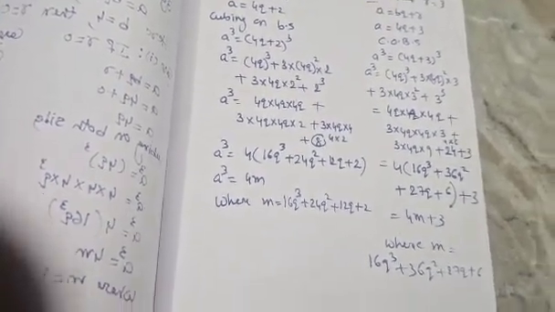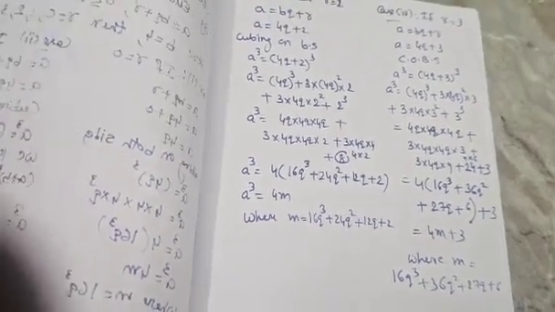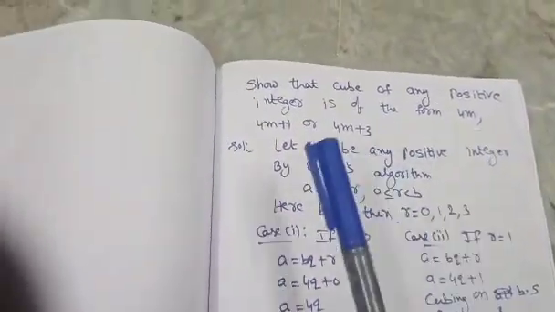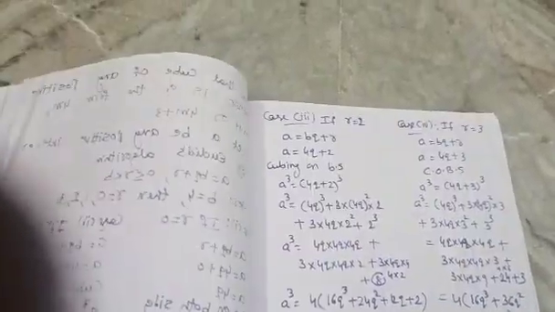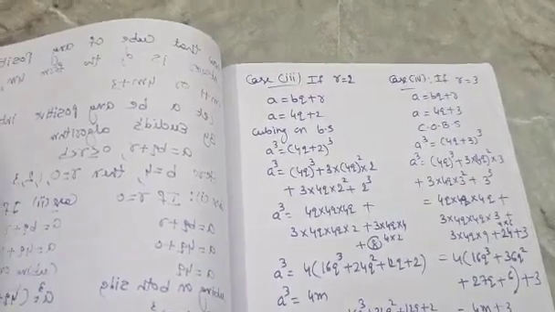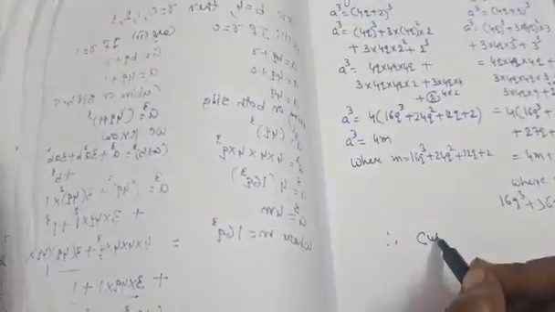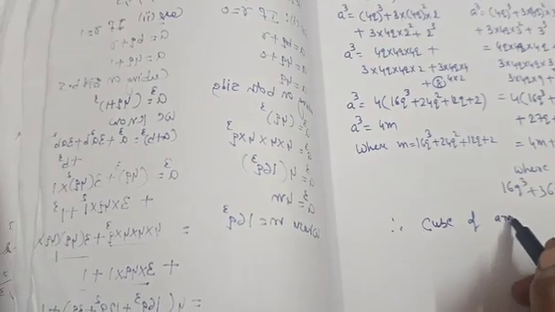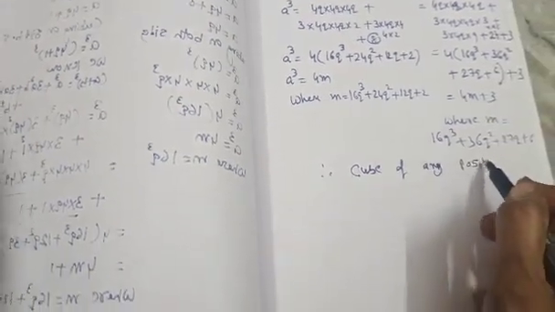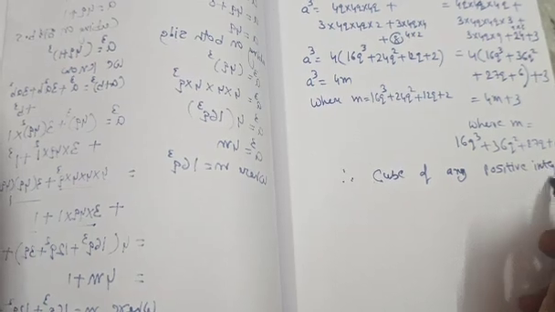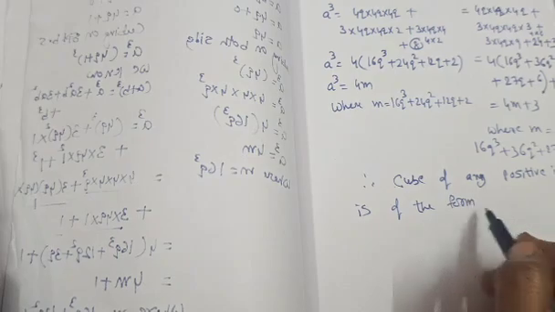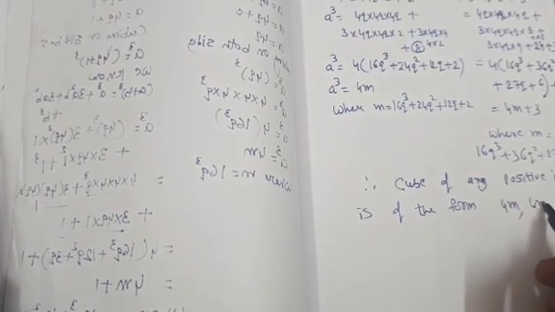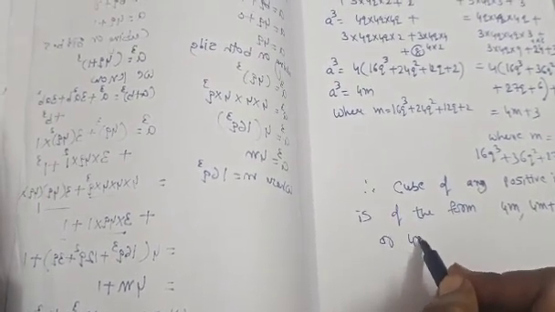So what do you understand? 4m plus 3 also we got. So the cube of any positive integer is of the form 4m we got, 4m plus 1 we got, 4m plus 3 we got. So from case 1, 2, 3 and 4 what we understood? Therefore, from all the cases we have understood, the cube of any positive integer is of the form 4m, 4m plus 1 or 4m plus 3. Okay children, now you try the textbook sum.